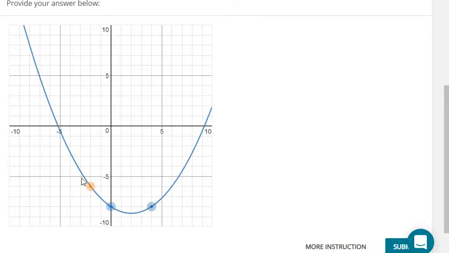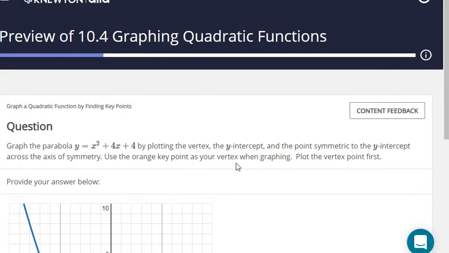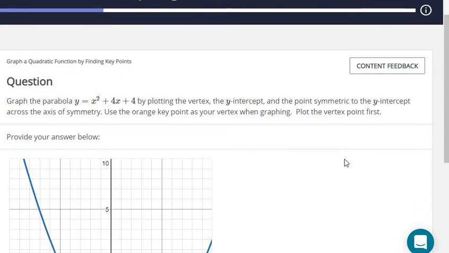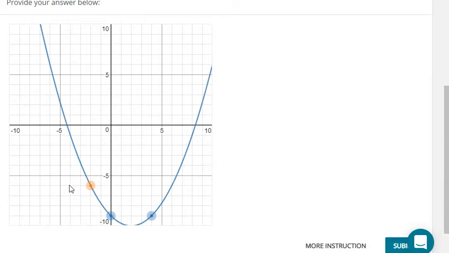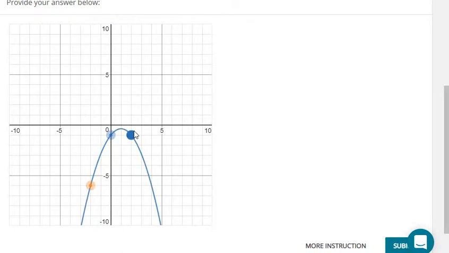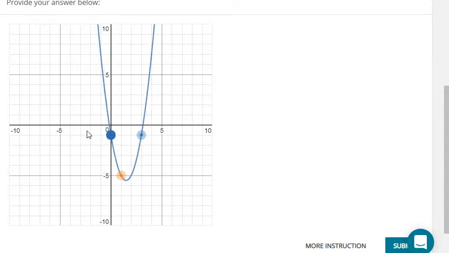The orange one's supposed to be the vertex, right? It says use the orange key point as your vertex when graphing. Plot the vertex first. So, try the other blue one. Well, the orange one has to be between these two. So let's move this over. It's not letting me move that one over. So that's the problem, it's not letting me move this over.